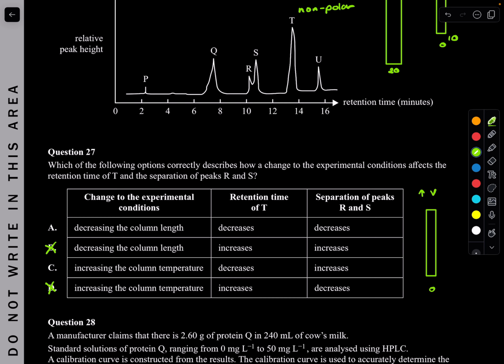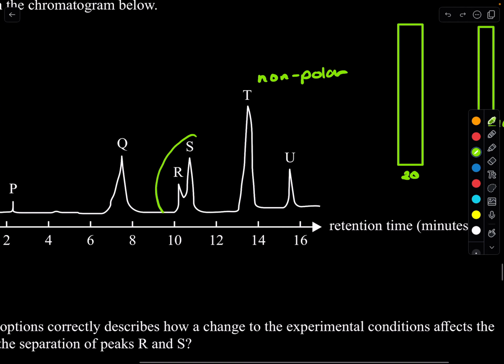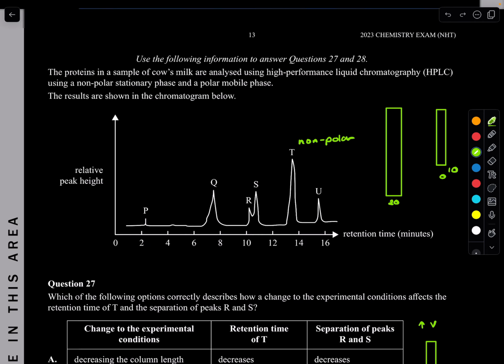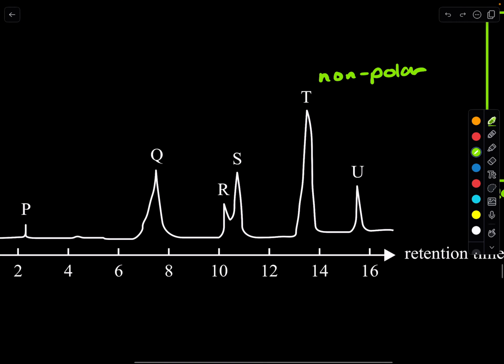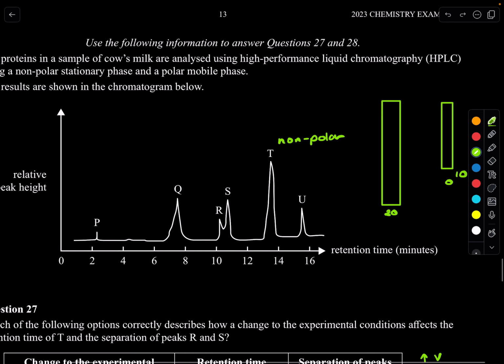Now, let's come back to A, where we were talking about decreasing column length in terms of separation of peaks of R and S. What does that do? So what are R and S? R and S are molecules. You can see that they're closely related molecules because they're very close to each other. Of course, they are different molecules, but they have so many things in common. You can see that they are kind of separating here.